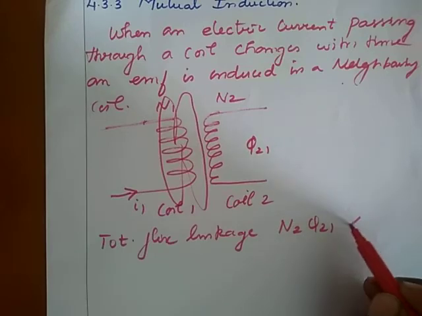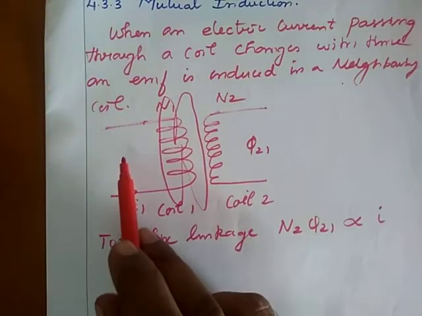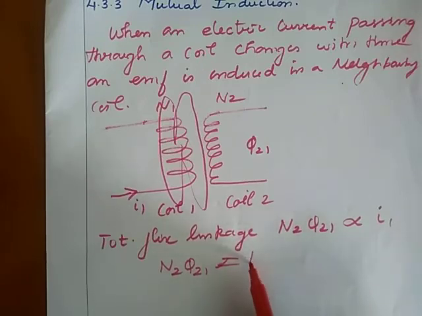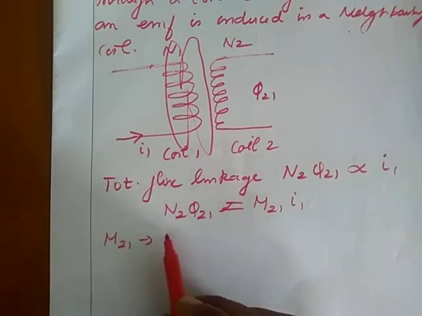That is directly proportional to I1. This is because this flux linkage is only due to the current in coil 1. So the proportionality constant is written as N2 phi 21 is equal to M21 I1. M21 is the mutual inductance of coil 2 with respect to coil 1. This is a proportionality constant, and it is named mutual inductance.